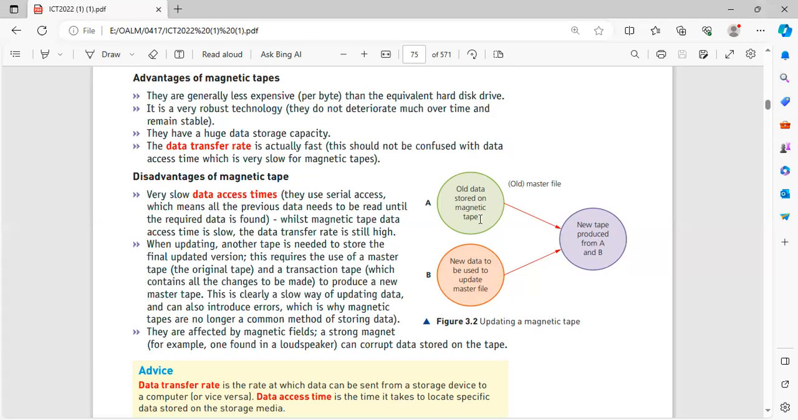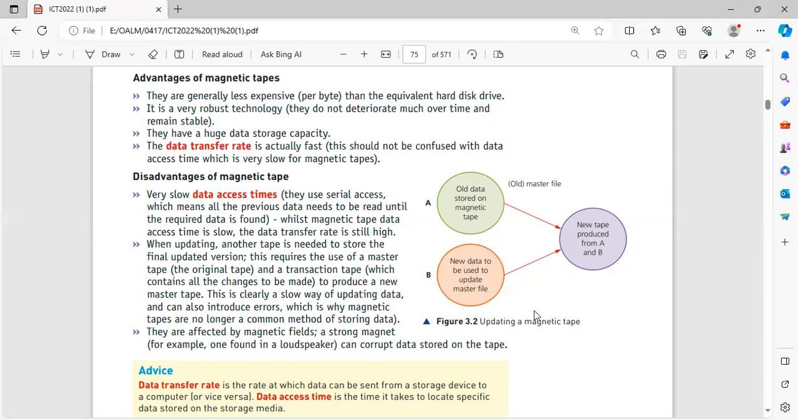It says old data is stored on magnetic tape. You bring data from the old file to the new file, and new data is used to update the master file. Now you add further data, like the address of an employee has changed, or a telephone number has changed, or any other kind of data has been updated. So you create another file. From two files, you create another file, that updated file, a new tape produced from A and B.